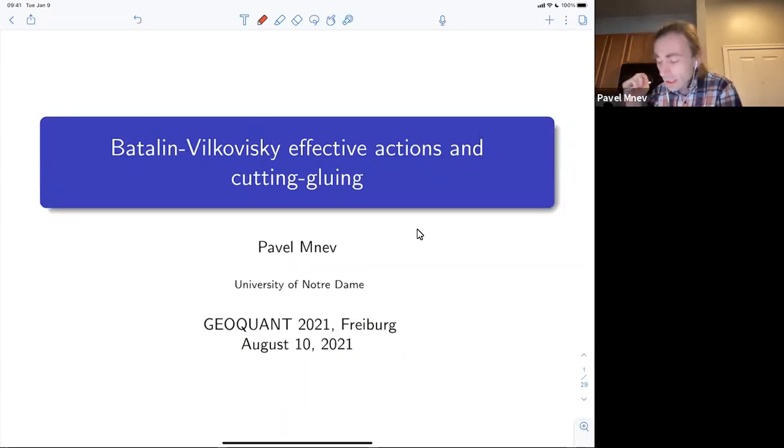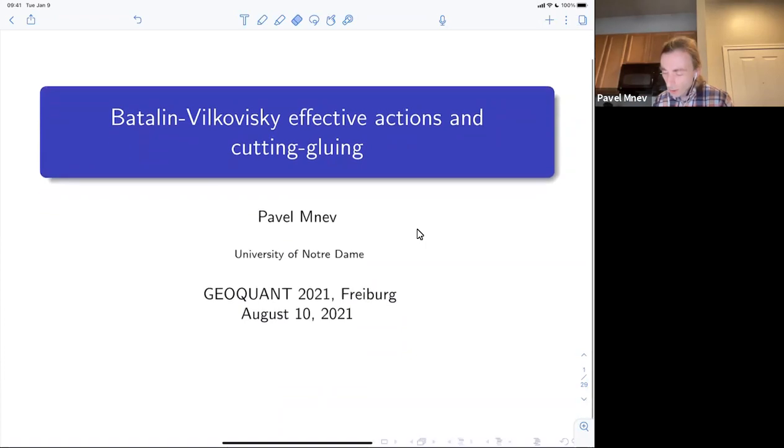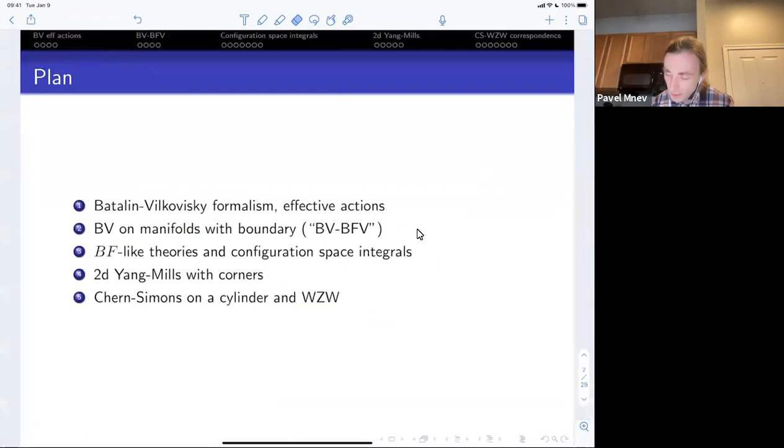So I wanted to talk about the program that we launched some years ago with Reshetikhin and Cattaneo about putting together the Batalin-Vilkovisky formalism for perturbative path integrals for gauge theory, together with a functorial picture of Atiyah and Segal with gluing and cutting of the space-time manifold. So, the plan is like that.